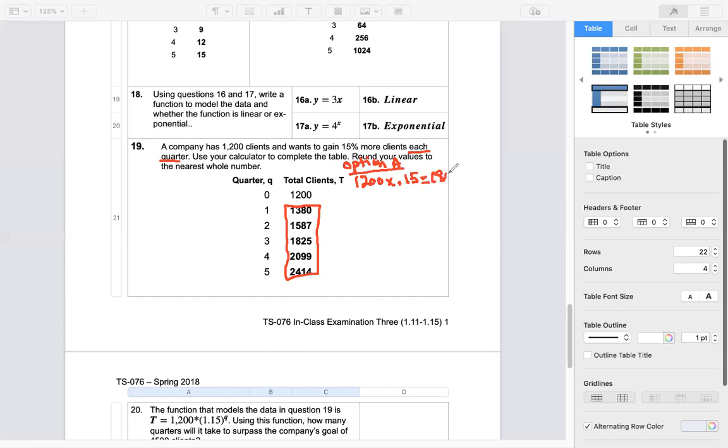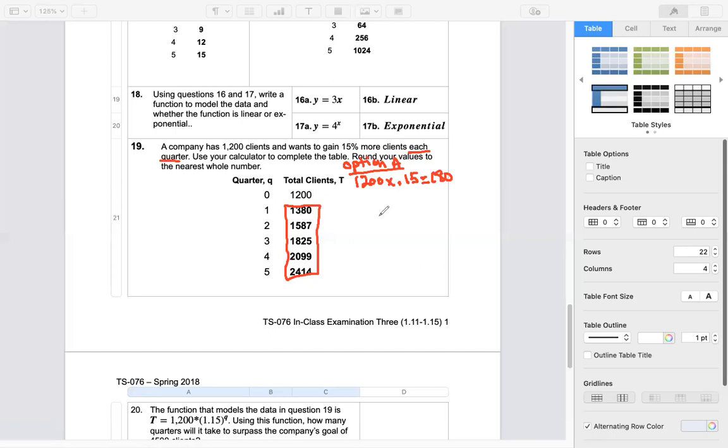All right. Now, to figure out the next quarter, I have to add that 180 to 1,200, and that's how I get 1,380, okay? Because I'm figuring out, what's 15% of 1,200? It's 180. To figure out the growth, I have to add that 180 to 1,200, and that gets me 1,380.